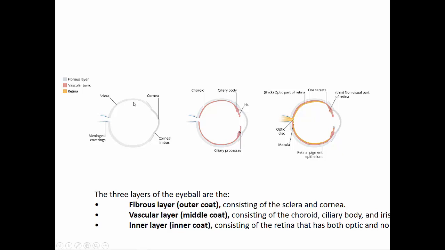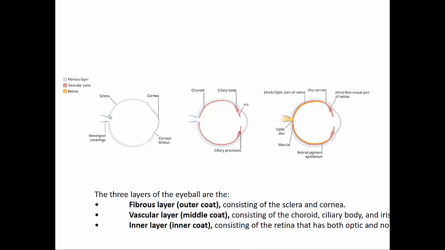Okay, so the fibrous layer, or the outer coat, consists of the sclera and the cornea. The sclera and cornea are continuous with each other. The sclera is also described as the white of your eye. In addition to that, as it is opaque, of course, it will not allow any kind of light to go through. So it'll cover about the posterior 5/6 of your eyeball. The last bit is anteriorly the cornea.